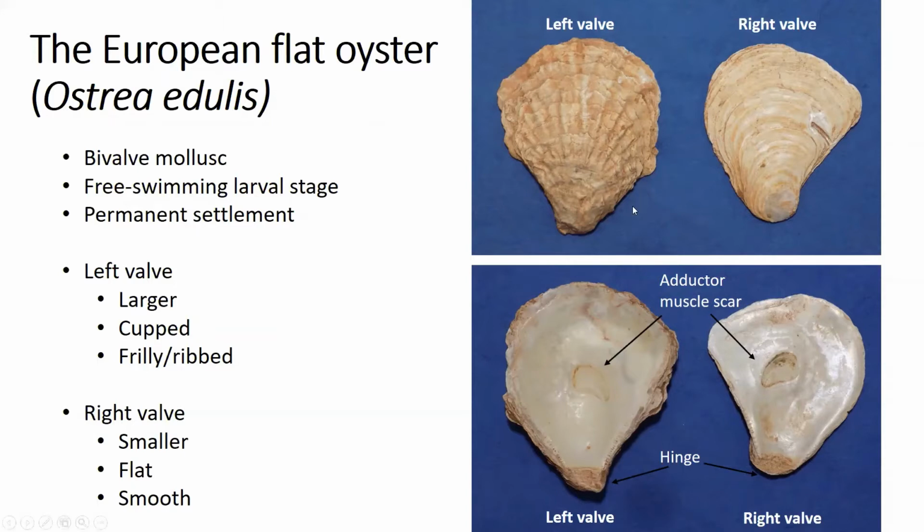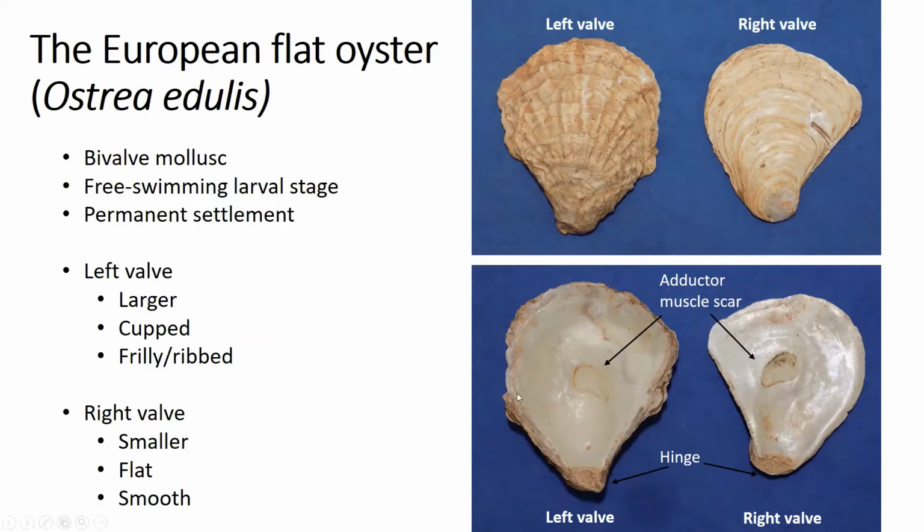The left valve is quite easy to identify because it's more frilly on the shell outline, and then it's got these ribs that radiate down the length of the shell from the hinge. So it's got a bumpy surface texture going across the shell. The right valve is slightly smaller, and it actually sits inside the left valve. And it is flat, and it essentially acts as the lid for the oyster.